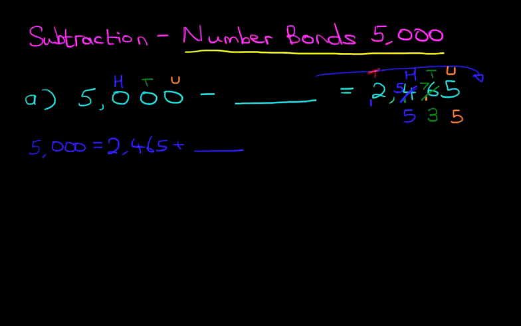We're now on to the thousands. Let's just label it. Thousands. We don't have 2 thousands, we've actually got 3 because we carried 1 over. And we're trying to get to 5. So what number added to 3 will give us 5? The answer is 2. And that is our answer. 2,535.